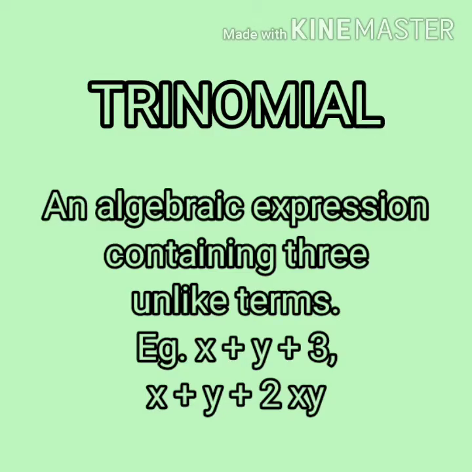Third type of algebraic expression is trinomial. What is a trinomial? An algebraic expression containing three unlike terms. Like in this case, we have an example of x + y + 3. So there are a total of three terms. First one is x, second y, third one is 3. So if an expression has three terms, it is known as a trinomial.